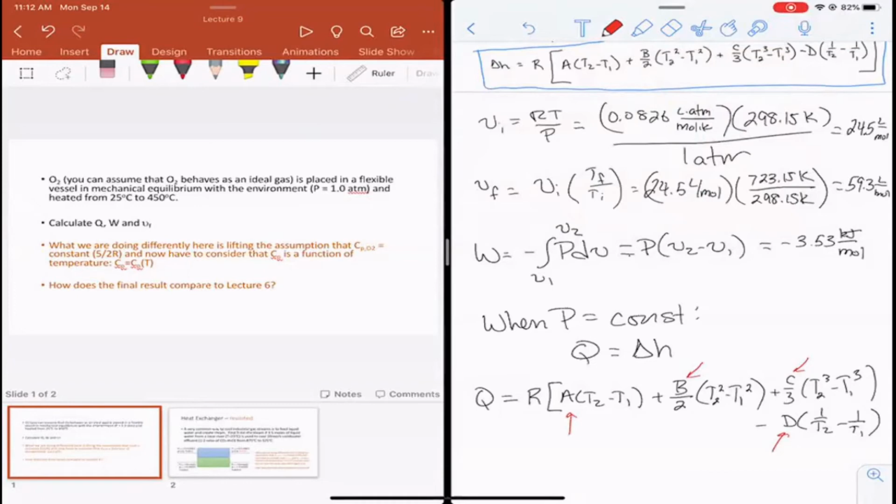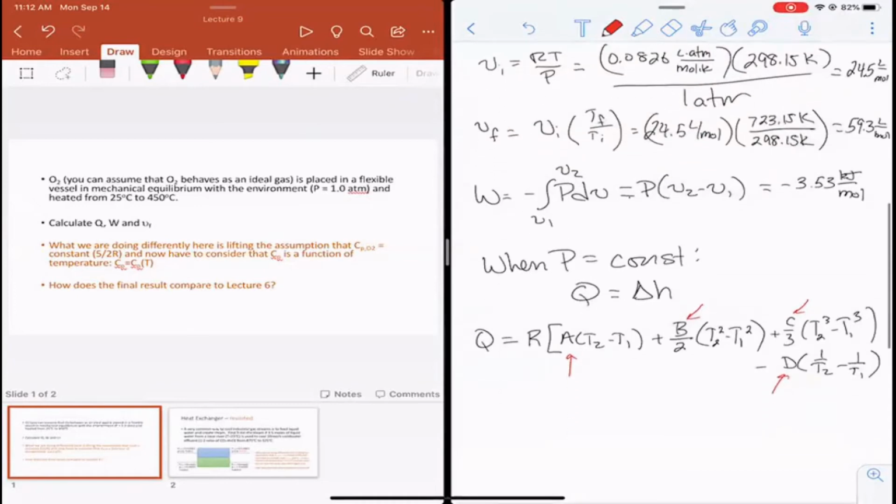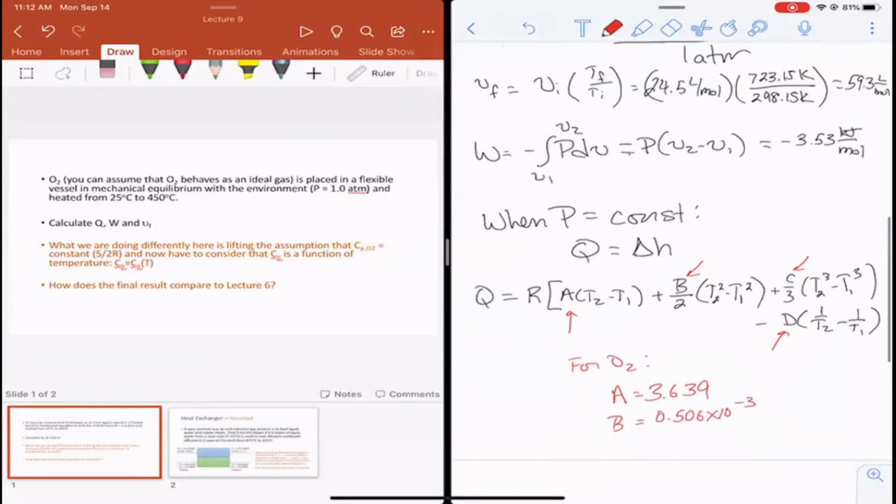And so for oxygen, A is actually equal to 3.639. B is equal to 0.506 times 10 to the minus 3. C is equal to 0. And D is equal to minus 0.227 times 10 to the 5th.